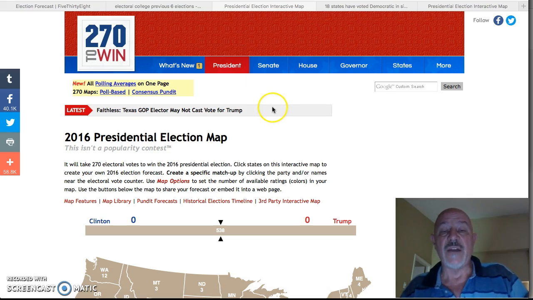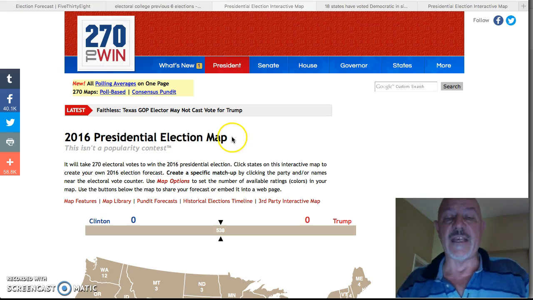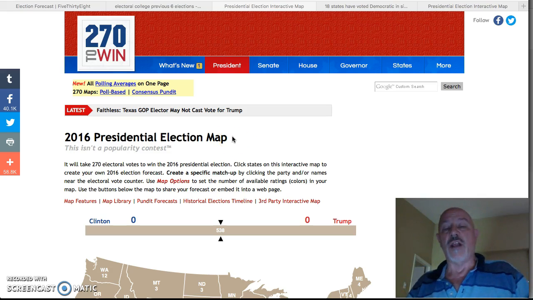Okay, so how do we do that? Well, here we have the presidential election map. We do it through a process called the Electoral College. The Electoral College is set out in the United States Constitution.